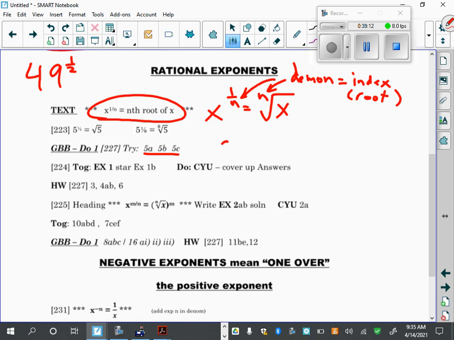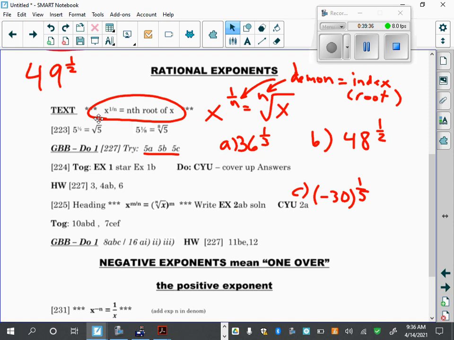Go ahead and rewrite these ones as a root: 36 to the 1/3, and 48 to the 1/2. What root is that? And then negative 30 in brackets to the 1/5. So go ahead and do that. It should take you a very short time.